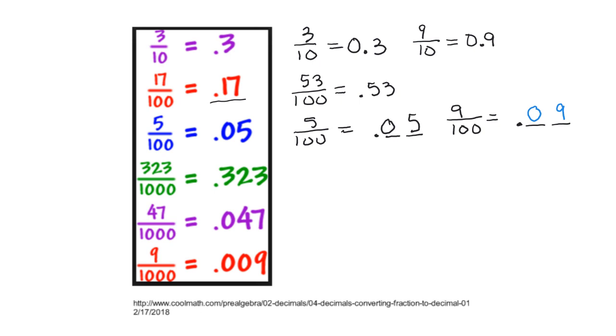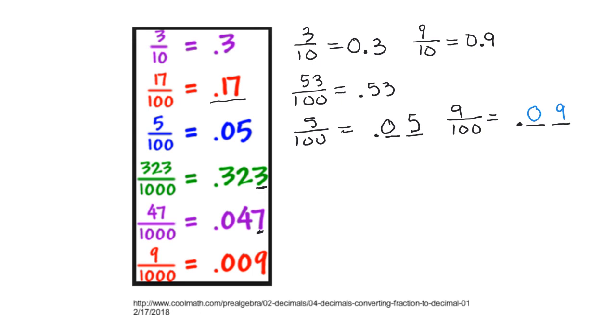Taking a look at the next one, they have 323 thousandths. So remember that last digit in the numerator will end up in the thousandths position. Same thing with the 47 thousandths. The 7 is the last digit in the numerator, so that will end up in the thousandths position.